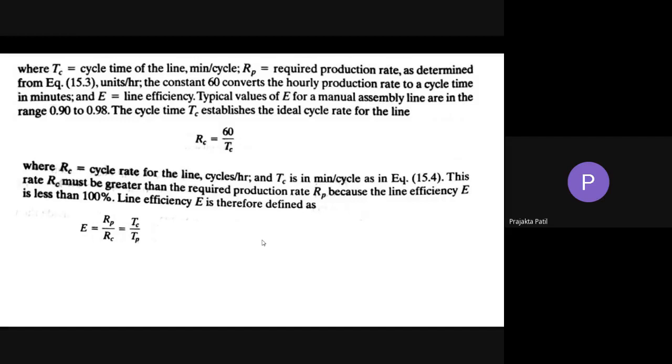If you rearrange these equations for RP and RC, you get the final equation for E as TC by TP. We know the equation for RP, and we know the equation for RC. If you substitute those equations here, you finally get TC by TP. So line efficiency is given by the equation shown here, TC by TP, where TP is the average production cycle time.